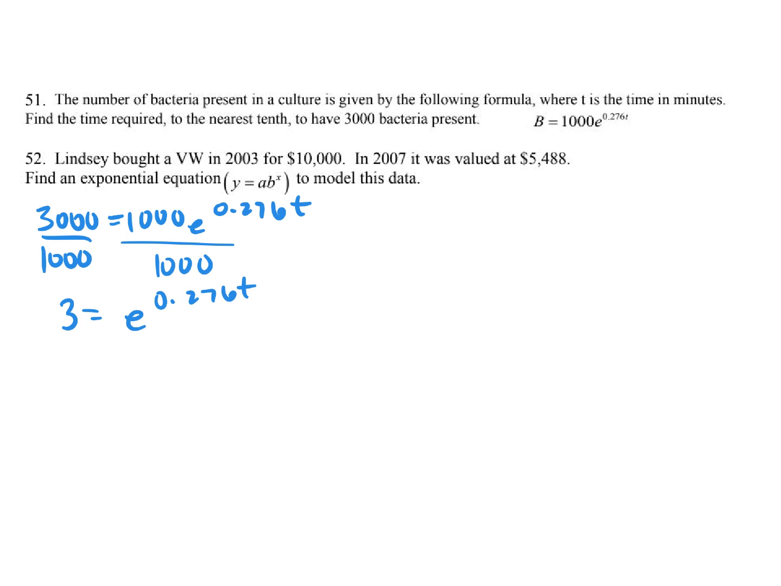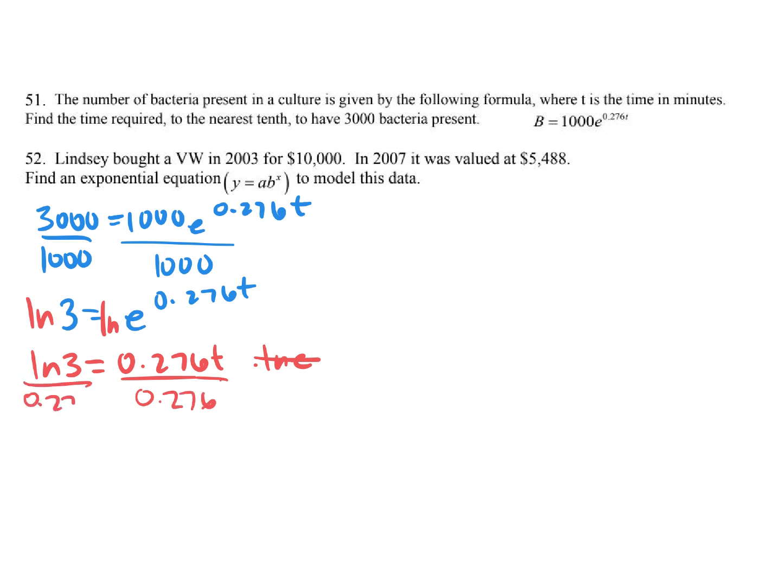to that power. All this is asking you to do really is to know that you take the log of both sides. If you take the log of both sides, you end up getting 0.276t times natural log of e. Those go away. Divide by 0.276. That's the calculator portion. Type that in, and you get 3.980.